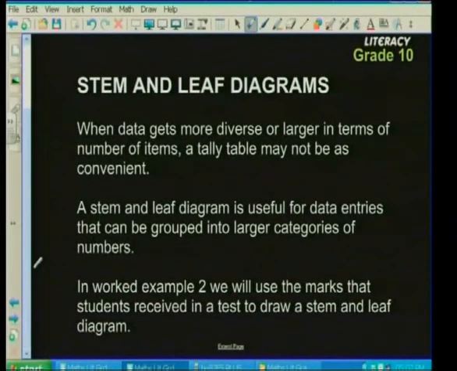Stem and leaf diagrams. Now, when data gets more diverse or larger in terms of the number of items, a tally table may not be as convenient. A stem and leaf diagram is useful for data entries that can be grouped into larger categories of numbers. In worked example 2, we will use the marks that students received in a test to draw a stem and leaf diagram. So let's look at that example now.